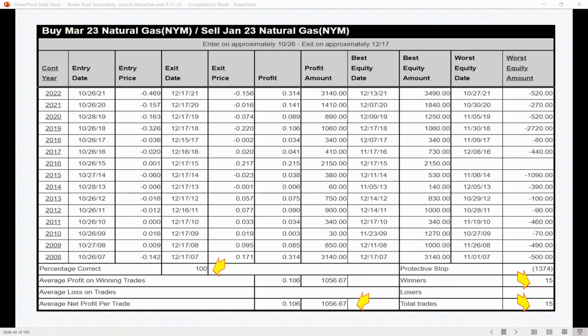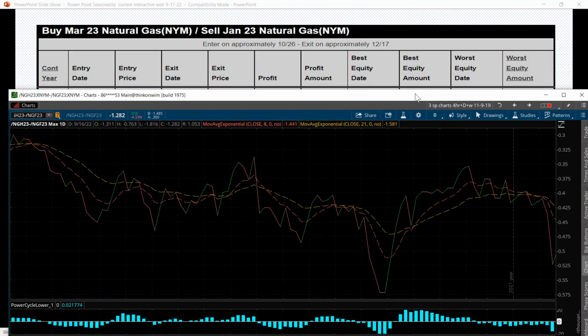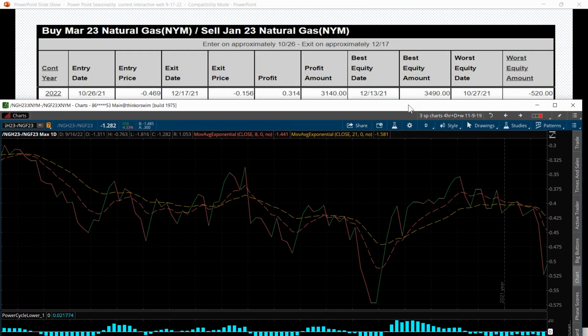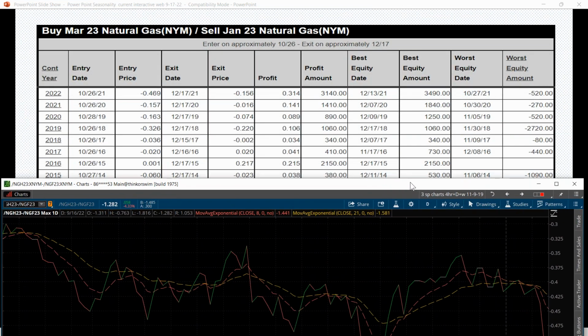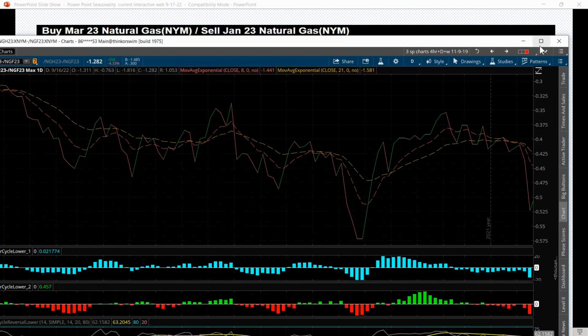All right, so this is the spread. This is actually going to be a long trade. You're looking to buy the March contract but sell the January. So you're doing a front to back, where you're short the front end, the closer-in January, and long further out.